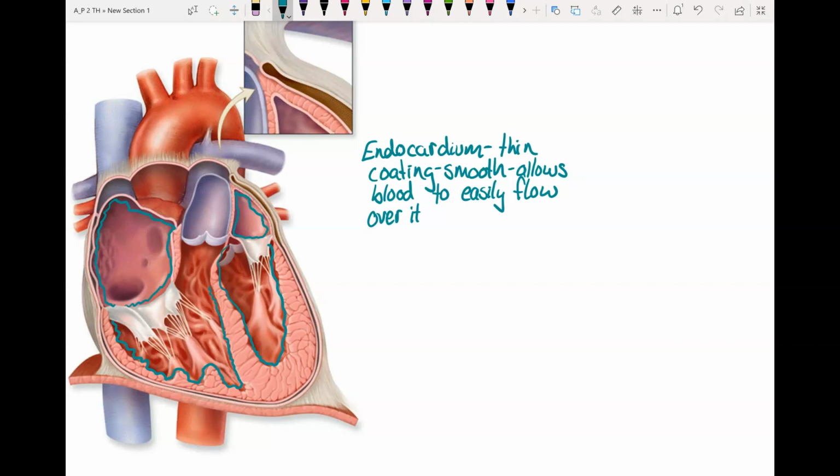And it is continuous with the lining of the blood vessels. So everywhere your blood's flowing, inside your heart, inside your blood vessels, is this smooth coating. Then next we have myocardium. That's the majority of the heart wall. Think of, like I said, if endocardium is paint, myocardium is the wall itself.